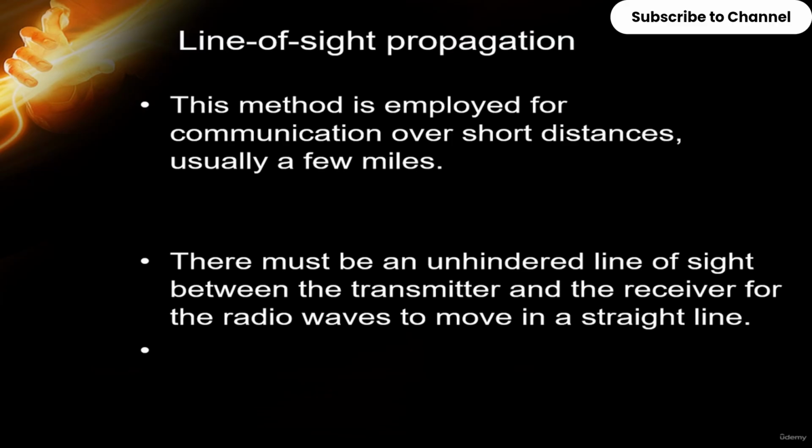In line of sight propagation, this method is used for very short distances, say a few miles. There is an underlying line of sight between the transmitter and the receiver for the radio waves to move in a straight line, and the capacity of line of sight propagation depends on the signal over a small distance, which is one of the advantages. But the drawback here is the signal's range might be reduced when it passes through tall buildings, hills or trees. So this is the problem with line of sight propagation.